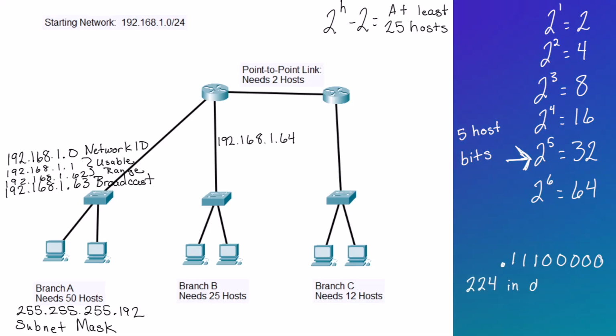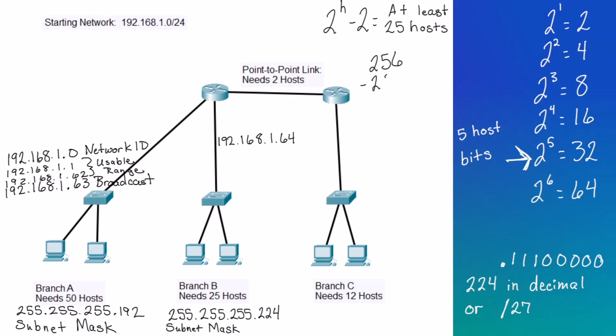That gives us 5 host bits. We convert our decimal to binary here in the subnet mask. Our subnet mask for this network will be 255.255.255.224. Now we can calculate our block size now that we know our subnet mask. So we just take 256 minus 224. This gives us our block size for this network. Our block size for branch B is 32.